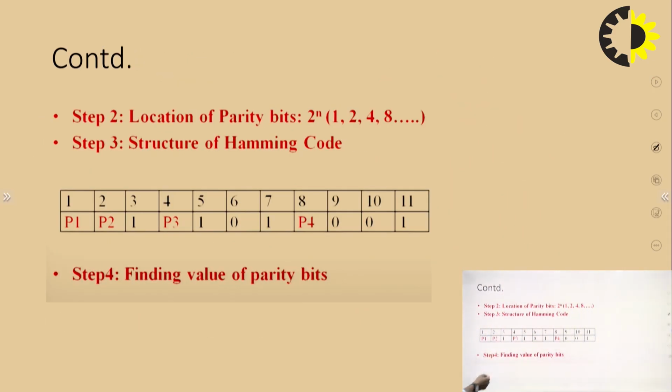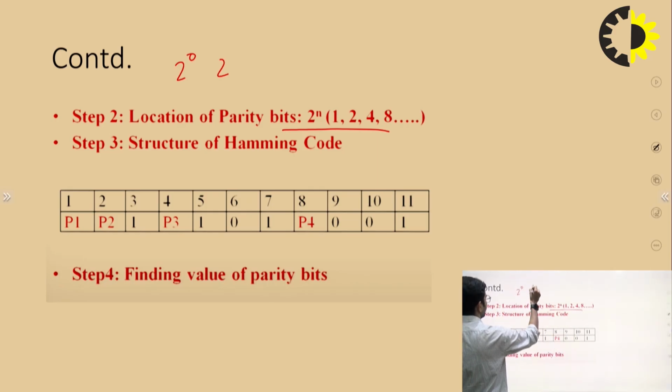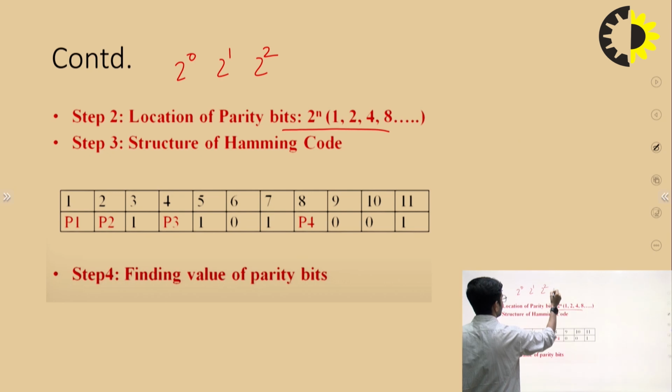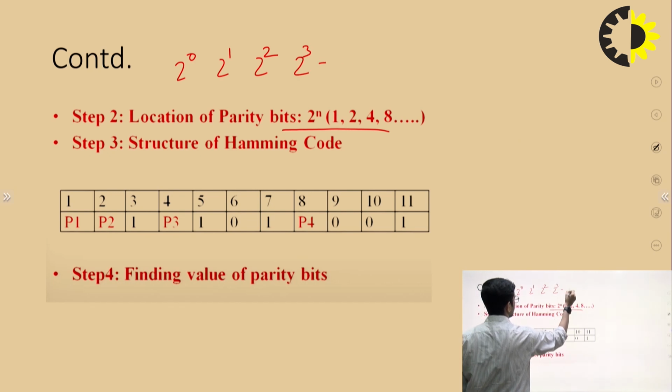In step 2, now we have to find out how many parity bits we have to add in a signal. Then how can we find out the location of these parity bits? For that, the parity bits are generally added at positions that are powers of 2. That is 2 to the power of 0, 2 to the power of 1, 2 to the power of 2, 2 to the power of 3 and so on.